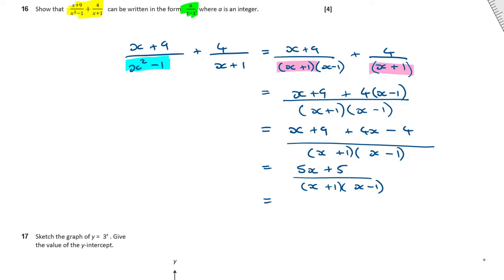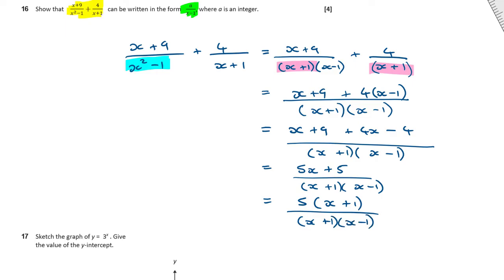Okay, let's take the numerator. Got a common factor in both terms. They're both multiples of 5, so let's factorize that 5 out. So 5 times (x plus 1) over (x plus 1)(x minus 1).